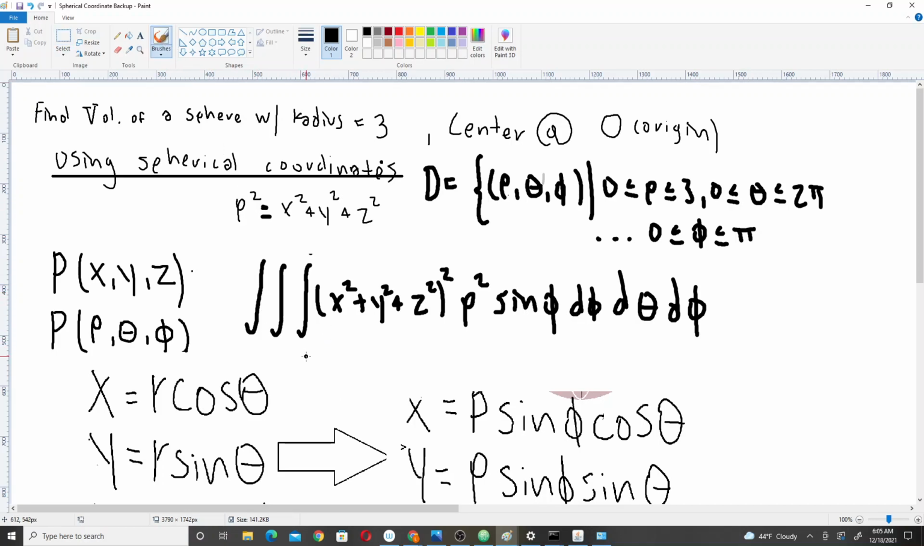Oh, I see right there, that's where I messed up. This is supposed to be rho right here, so let's change that to rho. So we go from 0 to 3, and then for theta 0 to 2 pi, and 0 to pi for the next. Okay, so far so good. We know that x squared plus y squared plus z squared is equal to rho squared. We're using that because we're using a sphere.